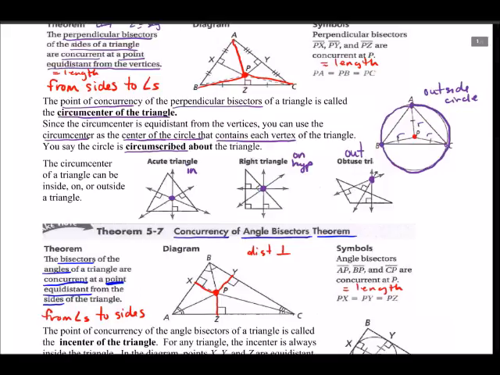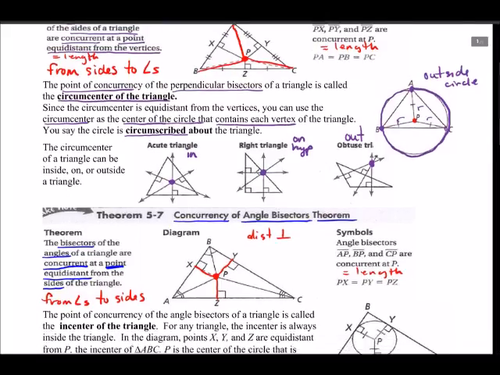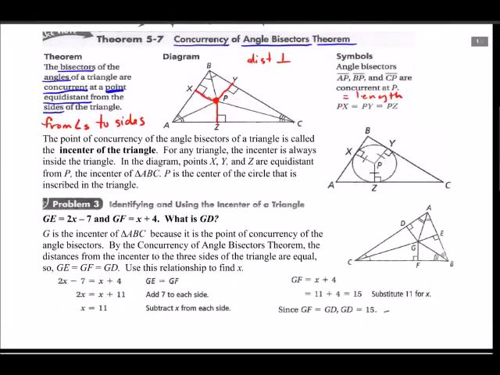This second one here, the lines come from the angles, and so we are interested in the lines that go to the sides. So they look very similar, so you're going to have to look for those little differences that show you either perpendicular bisector of the sides or angle bisector. Okay, let's talk some more about our concurrency of the angle bisectors.